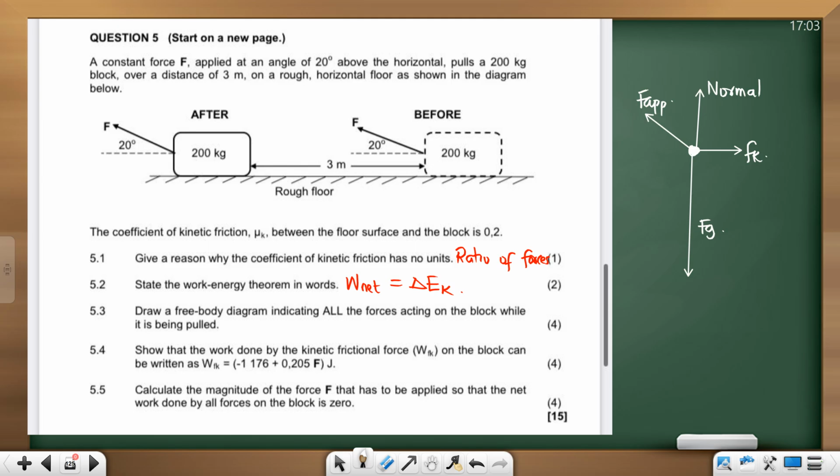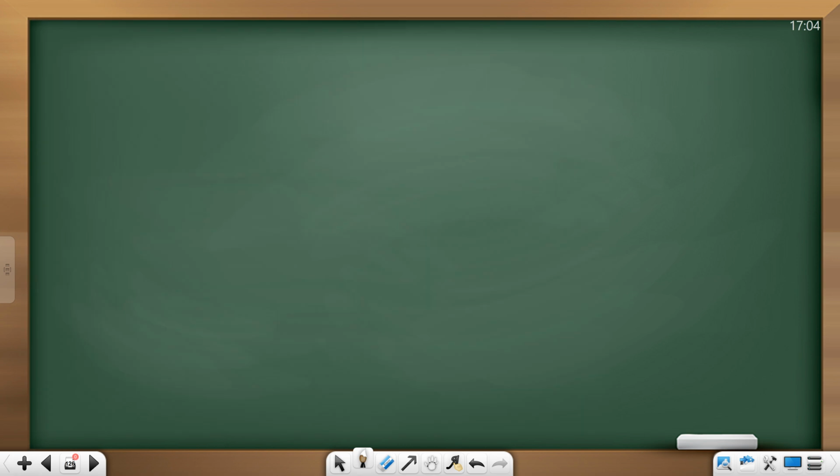Okay, anyway, let's answer. Now look at this. Show that the work done by friction. I'm going to do 5.4. You are going to do 5.5. Please show that the work done by kinetic friction can be written as that. Don't worry about that. Let's calculate work done by what? Kinetic friction.